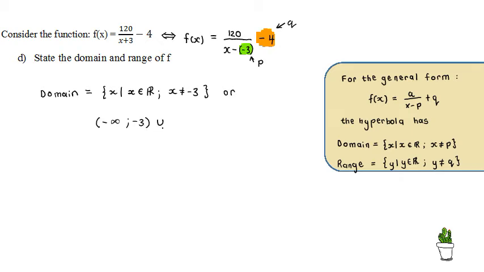Then we have, together with that, or union, all the solutions after that. So from negative 3 all the way up to positive infinity, and that's also going to be a round bracket. So if you wanted to give your domain in interval notation, that's how you would do it. Okay, let's now state the range. So the range is equal to y such that y is an element of real numbers. However, y cannot specifically be the value of minus 4.